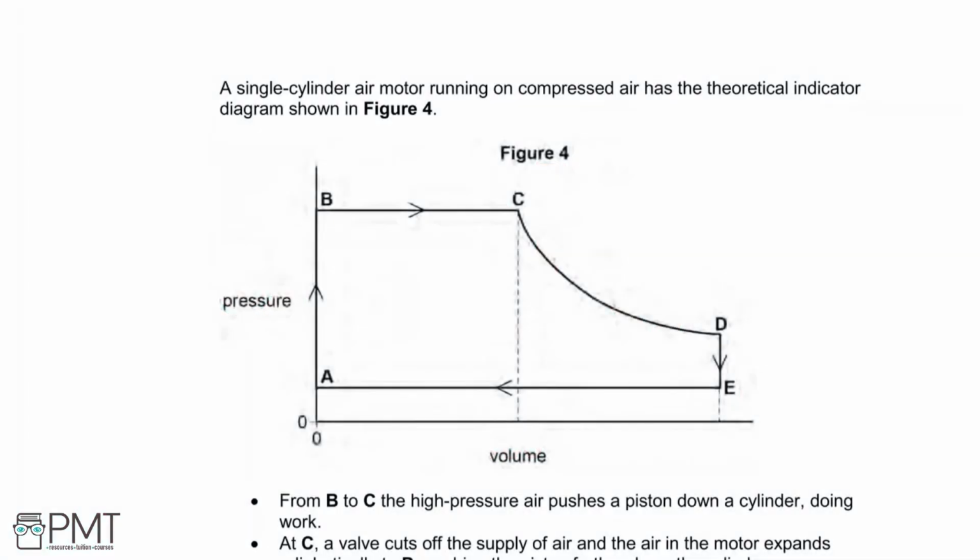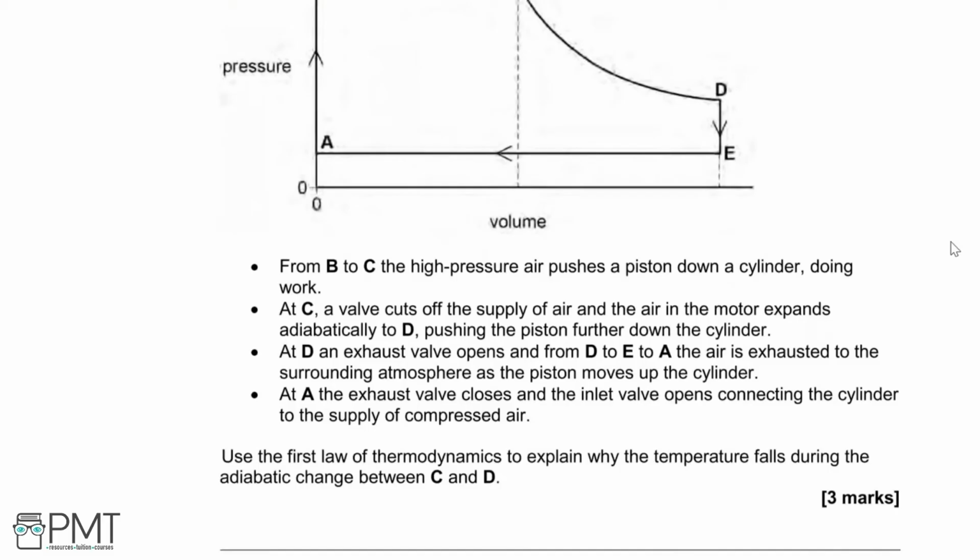A single cylinder air motor running on compressed air has the theoretical indicator diagram shown in figure 4. And we've got figure 4 here, pressure against volume with points A, B, C, D and E making up that shape. From B to C, the high pressure air pushes a piston down a cylinder doing work.